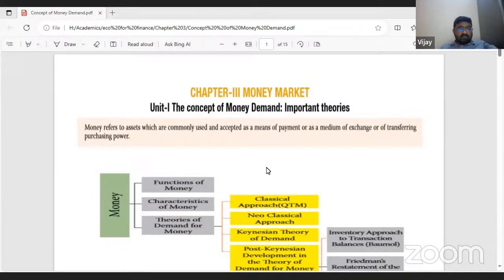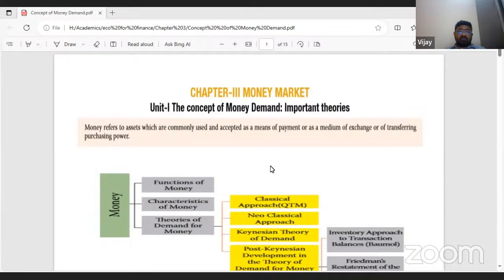Right, friends. In the last class, we completed chapter 1 and 2. We started with chapter 3. This chapter 3 consists of 3 units. Unit 1, the concept of money demand, that is, why there is a demand for money; unit 2, supply of money; and unit 3, monetary policy. So now, the concept of demand.